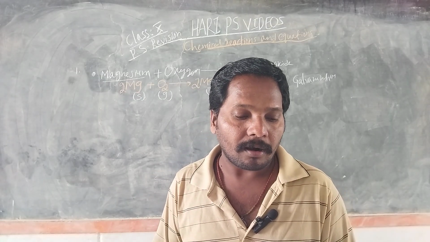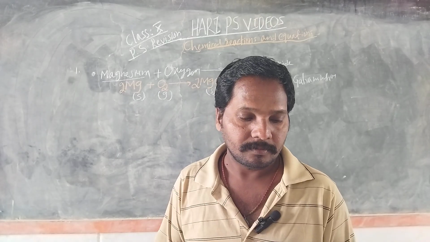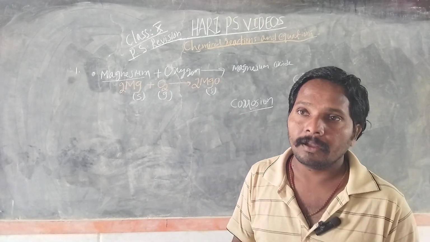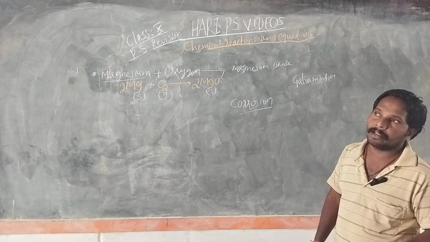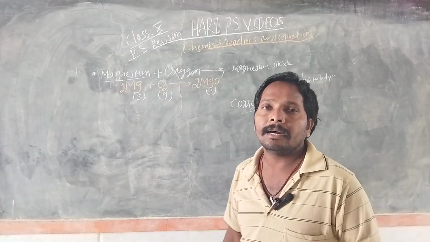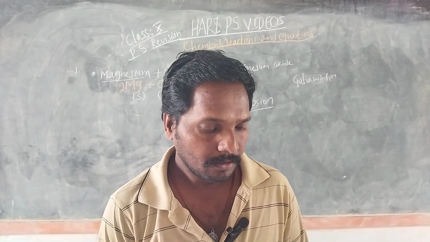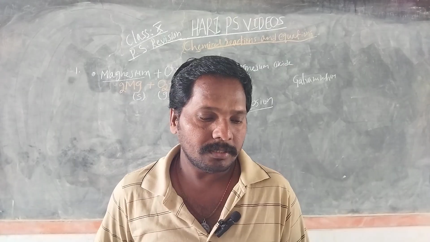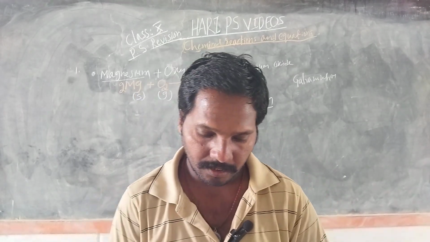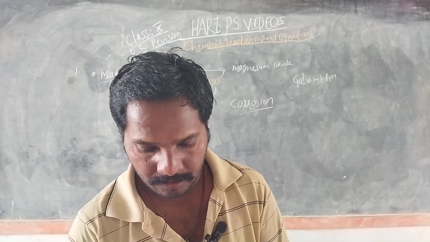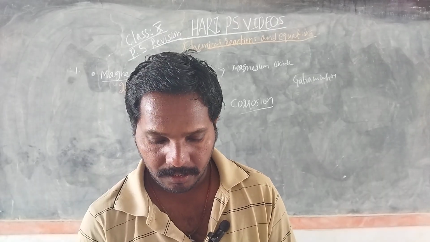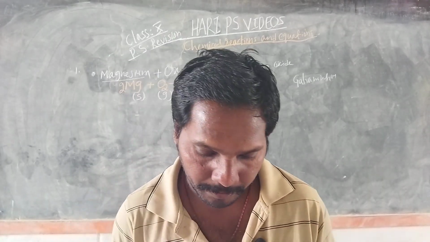Name two effects of oxidation in daily life. What are those two effects of oxidation in daily life? Corrosion and rancidity. So these are the questions which are related to corrosion. Let us discuss some other question answers which are related to corrosion in a model paper.